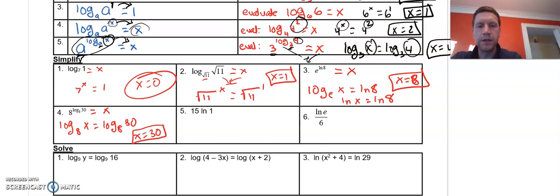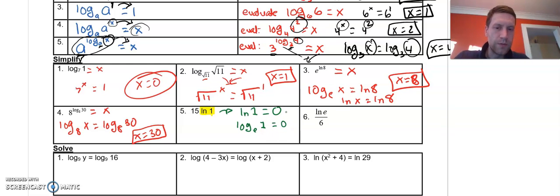Numbers 5 and 6 are a little tricky because there's more to do other than just a log. Now I have 15 times this log. So let's isolate the log real quick. Natural log of 1. Let's pretend that was the only part of the problem. Let's set it equal to 0. And I want to recognize that natural log is really log base e. So log base e of 1 equals 0.